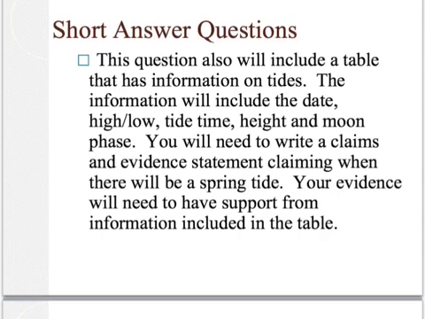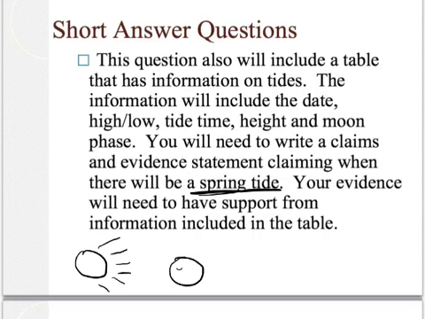Another one. This question also will include a table that has information on tides. The information will include the date, high and low tide, tide time, height, and moon phase. You'll need to write a claims and evidence statement claiming when there will be a spring tide. Remember, during a spring tide, the sun and the moon, put a couple craters on here, are in a line with Earth, and that tide is pulled. So we've got higher highs and lower lows. Your evidence will need to have support from information included in the data table.